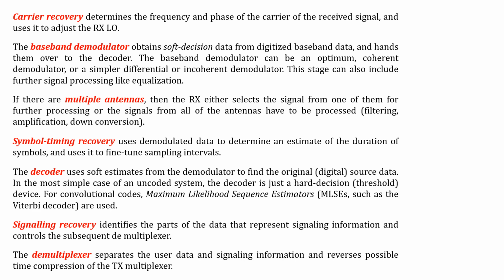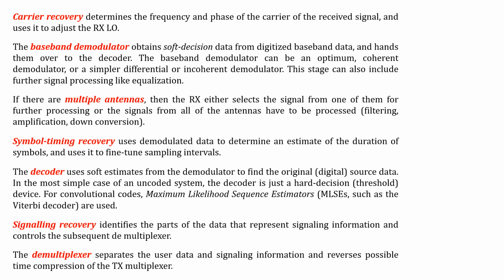Next we have the demodulator. The demodulator is just the reverse of the process we did in the modulator at the transmitter side. Here the demodulator obtains soft decision data from digitized baseband data and hands it over to the decoder. And then we have multiple antennas. If multiple antennas are involved at the transmitter side, then the receiver must also use multiple antennas. When we use multiple antennas, we end up with two choices: either I can select one signal from the received signals, or I can combine all the received signals and take out one single output. Those are the two possibilities when I use multiple antennas for transmission or reception.